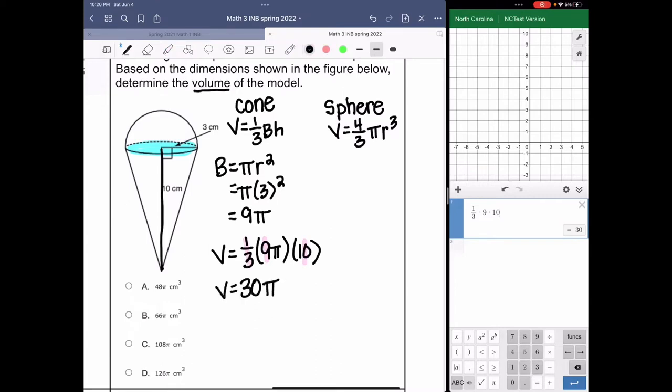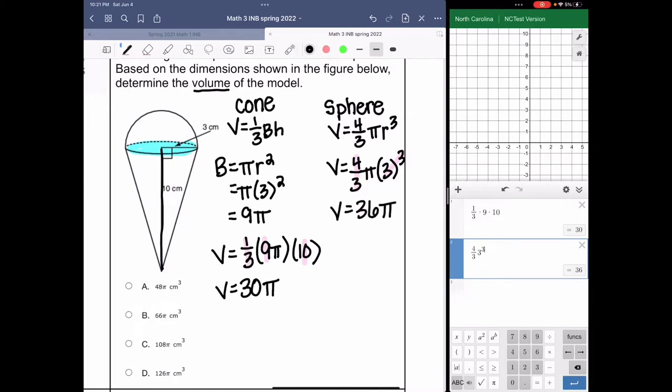All right, now I'm going to do the volume of my sphere. So I have 4/3, and that's going to be pi, and my radius is still going to be 3, but that's going to be cubed. So again, I'm going to do 4/3 and the 3 cubed. And that's going to give me 36. And I have 36 pi here.